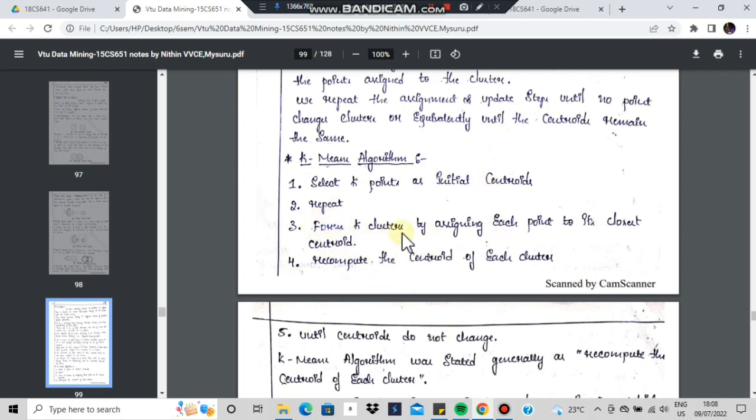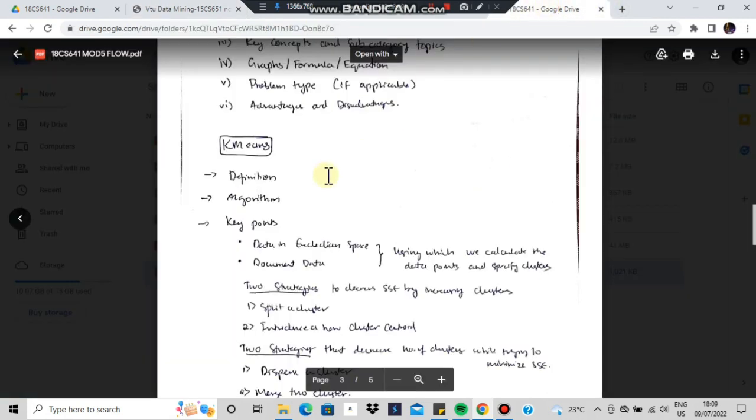So form k clusters by assigning each point to the closest centroid. Recompute the centroid of each cluster until the centroids do not change. Yeah, that's the last step. So we are doing it until the clusters do not change. Okay, so that's how k-means clustering works.